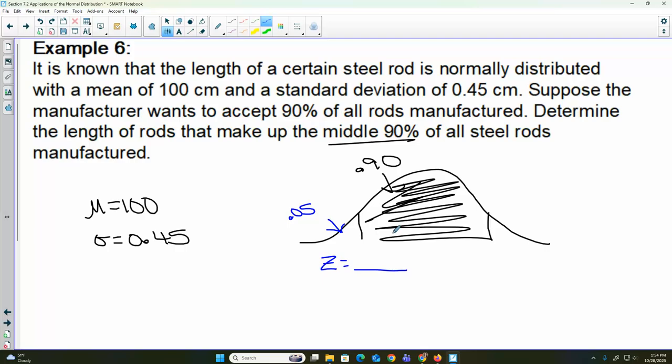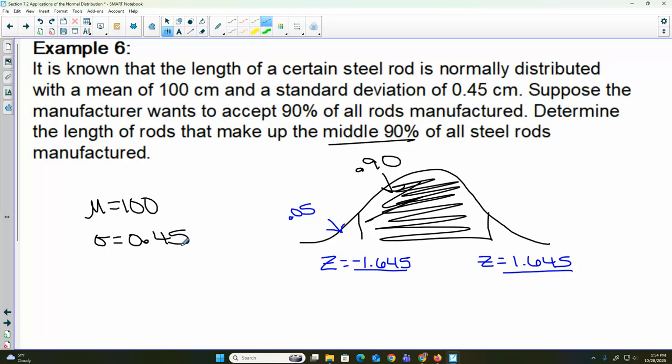Negative 3.3. Oh no, that's 2. Negative 1 point, or 645. Yeah, negative 1.64 and negative 1.65 are the same distance apart, so negative 1.645. So what would be the z for the upper? The positive. Okay, so I know my two z values.